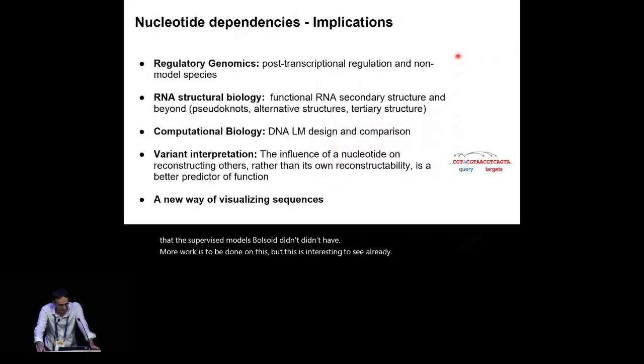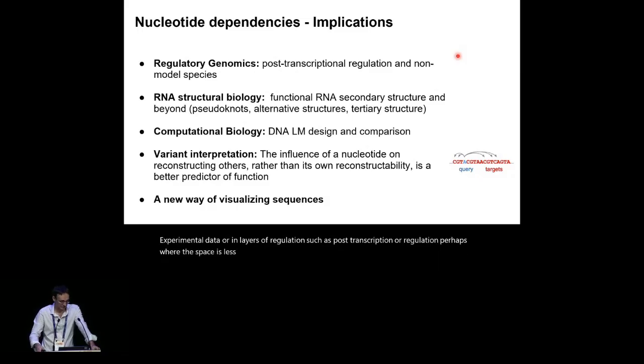Okay, so the implications of this first part of what I'm talking about today are several-fold. First, we believe that this approach is interesting to look at regulatory code, especially in species for which we do not have experimental data, or in layers of regulation, such as post-transcriptional regulation, perhaps, where the space is less probed than in transcription. There are also very strong evidences that these models learn interesting features for RNA structural biology, and a lot of work is done in RNA structural biology using foundation models nowadays.